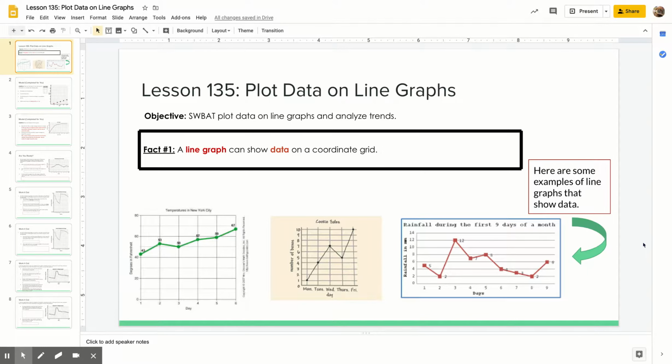Today in math, we're going to be doing lesson 135, plot data on line graphs. So today we're going to be able to plot data on line graphs and analyze the trends that we see. So taking what we've learned about coordinates and graphing and then applying it to real life situations.